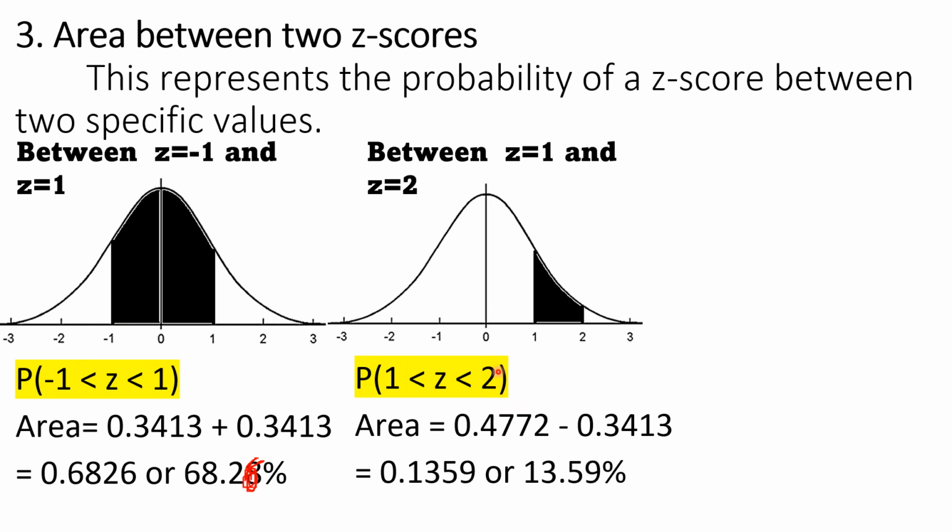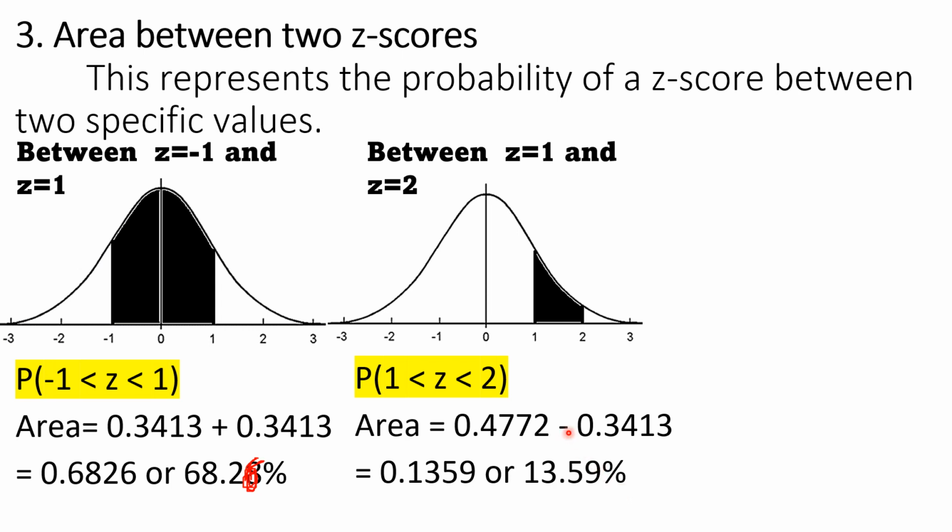The area of +2 is 0.4772 and the area of +1 is 0.3413. Since it does not touch the mean, you will subtract the smaller area from the larger area, and that gives us an answer of 0.1359, or 13.59%.